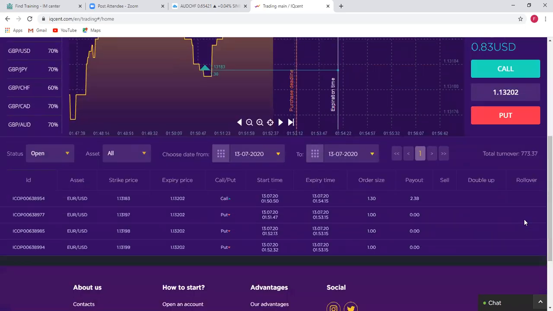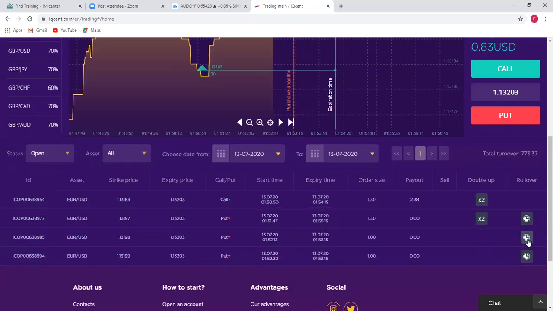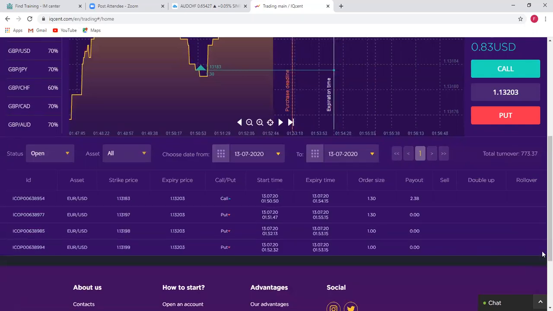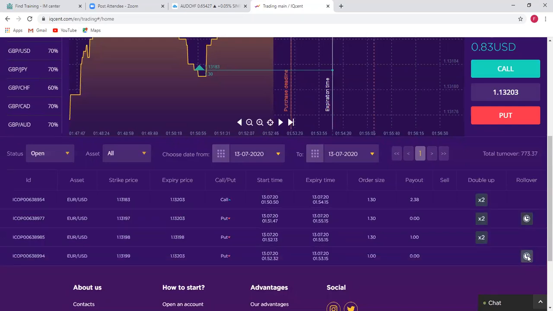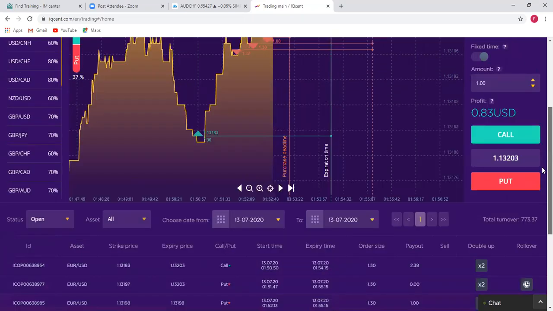Let me try rolling over all this trade. You must be sure the trade is going to go in your direction before you double up. You must be sure the trade is going to go in your direction. If not, you're just going to be wasting your money.